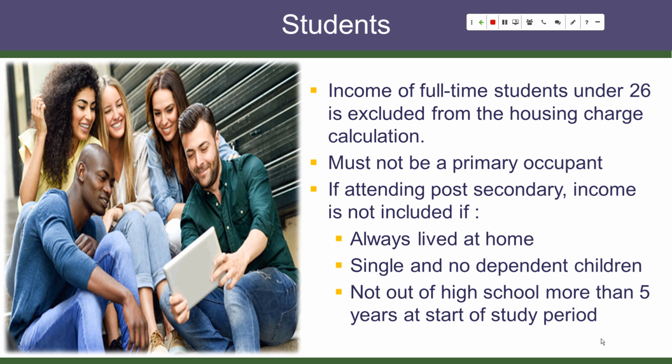Even if the student moves away for post-secondary education and comes back, they're still considered to always have lived at home. So don't get that confused. If they go away from September to April and come back to work for the summer and to stay with mom and dad, or mom or just dad, it would be considered to still always have lived at home.